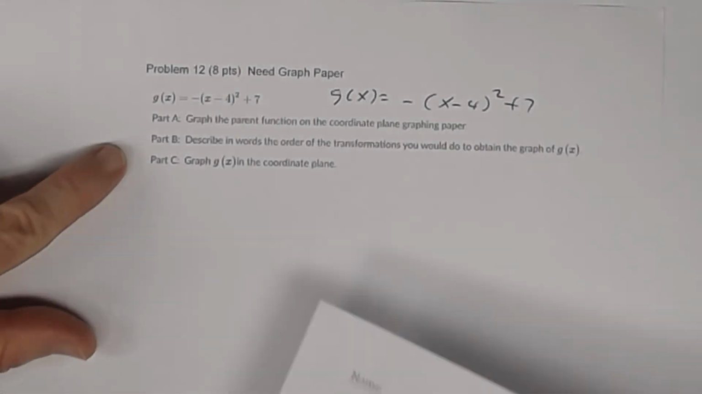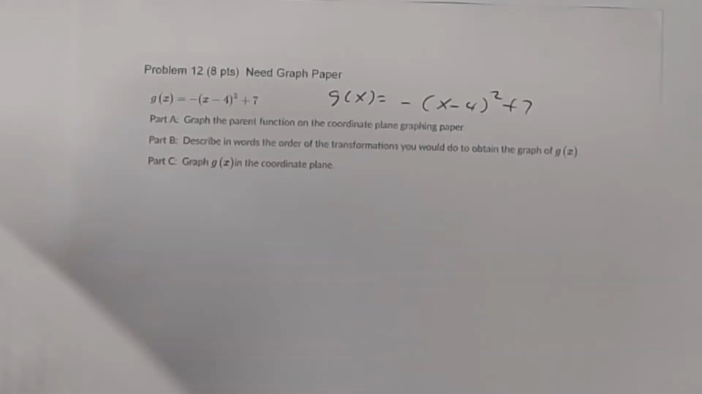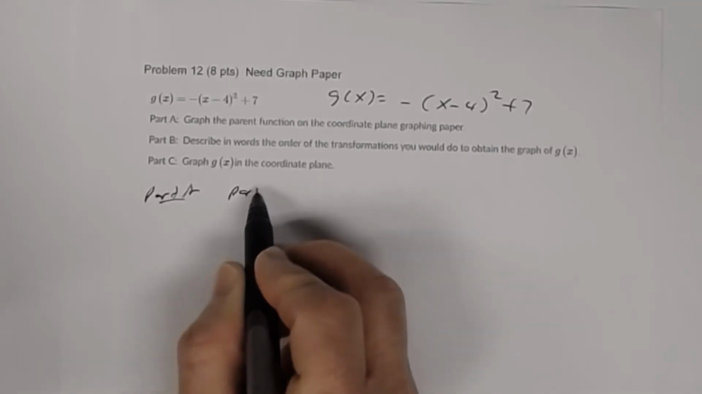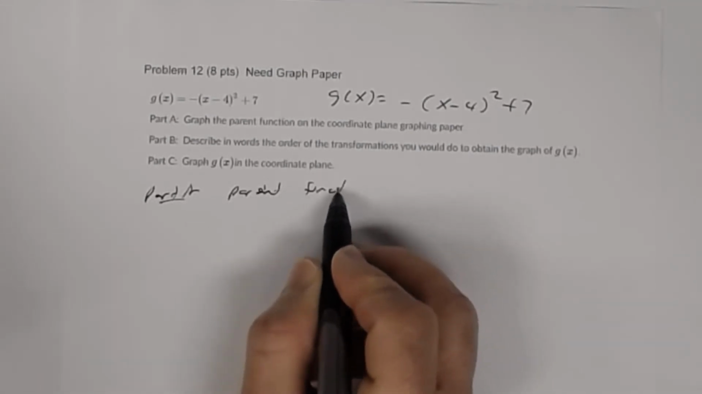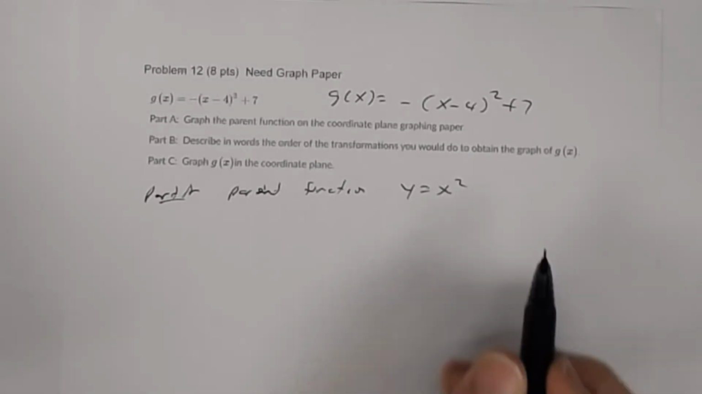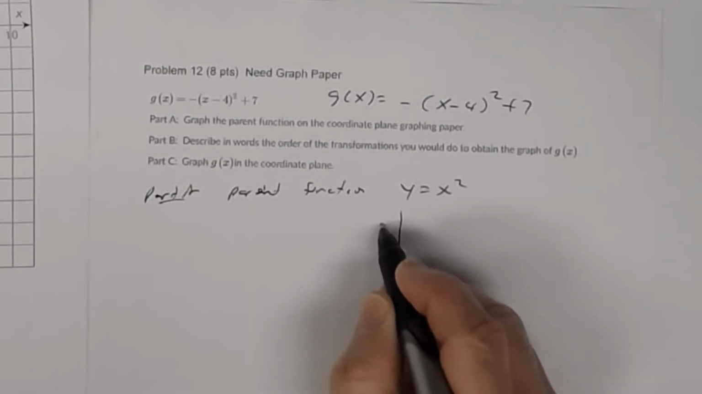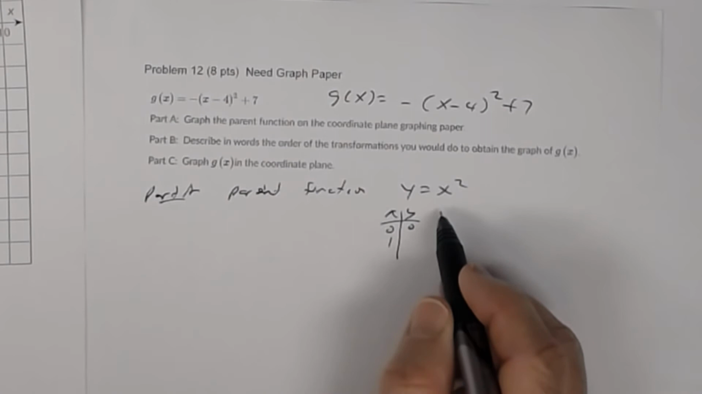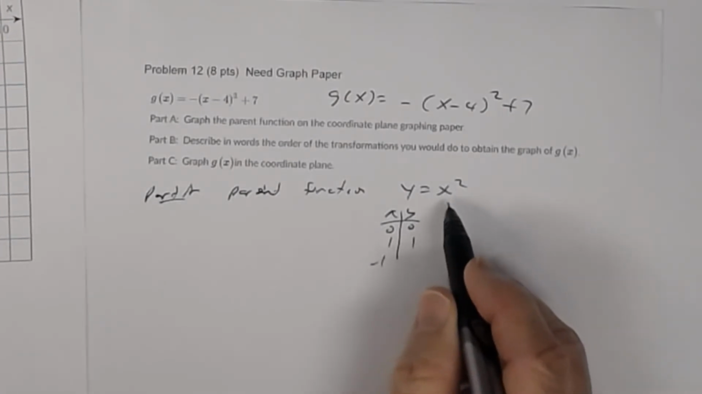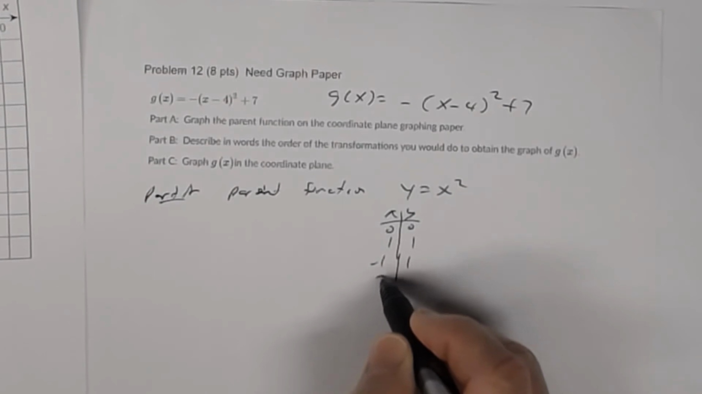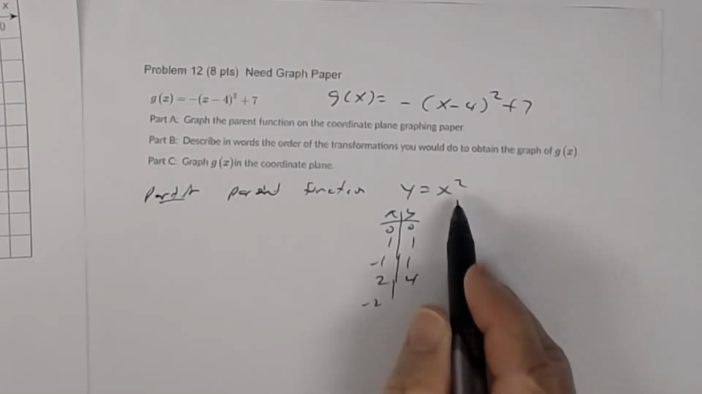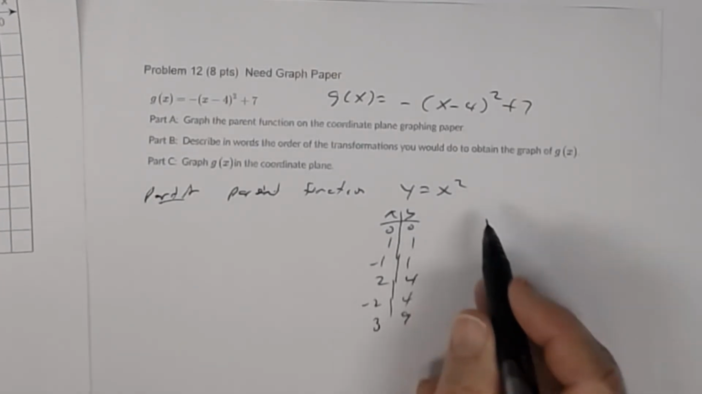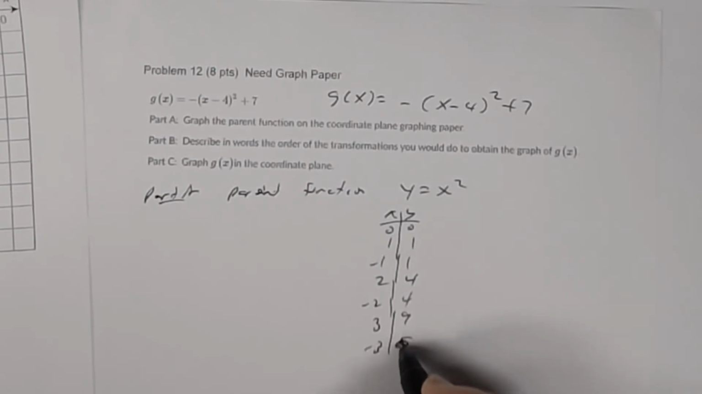Okay. So first we're going to do part A. So that says graph the parent function. So in part A, the parent function is y equals x squared. So remember y equals x squared, if you think about what that looks like, if x is 0, y is 0. If x is 1, 1 squared is 1. If x is negative 1, negative 1 times negative 1 is a positive 1. x is 2, y is 4. x is negative 2, negative 2 times negative 2 is a positive 4. When x is 3, y is 9. 3 times 3 is 9. And negative 3, we get 9 as well.